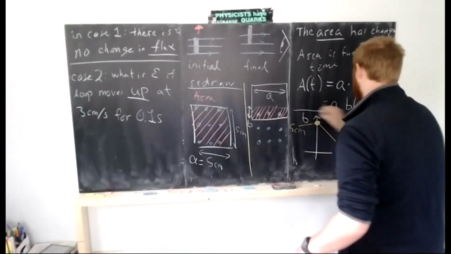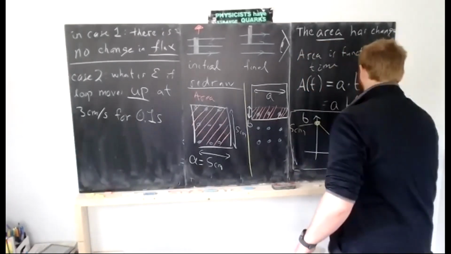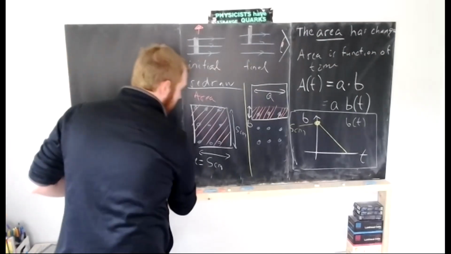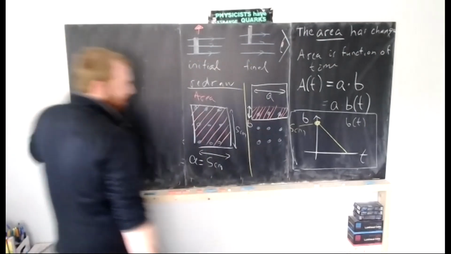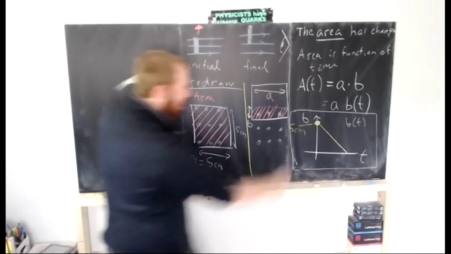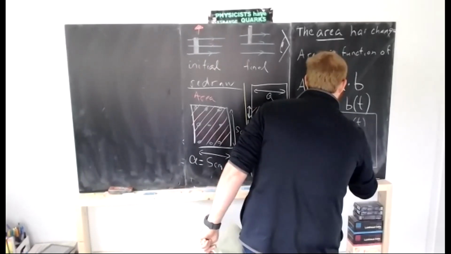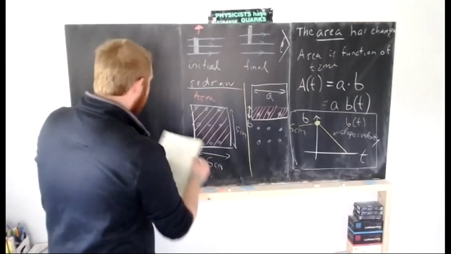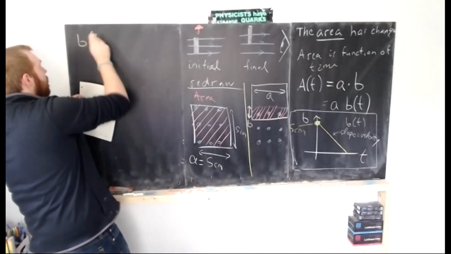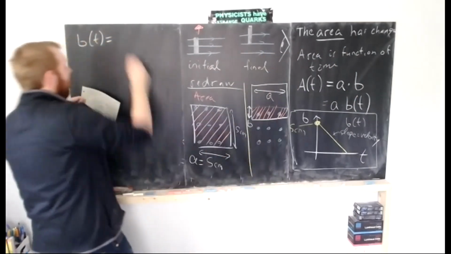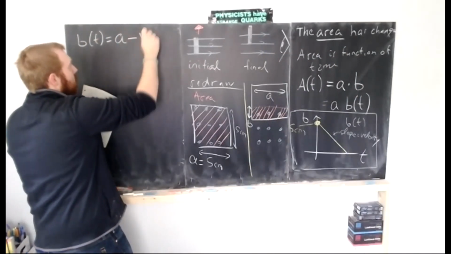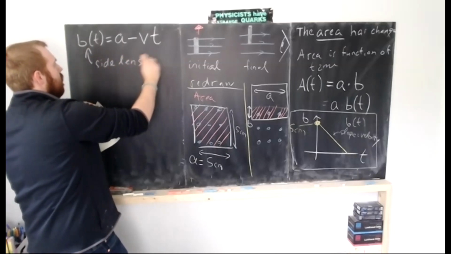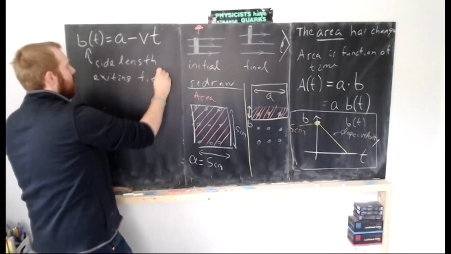All right. Right. So slope, right? What's the slope of a position versus time graph? The slope on position versus time is the velocity. So I can just say, look, b as a function of time is going to equal the initial, that intercept, which is a, 5 centimeters, minus velocity times time. That's what the side length exiting field is.